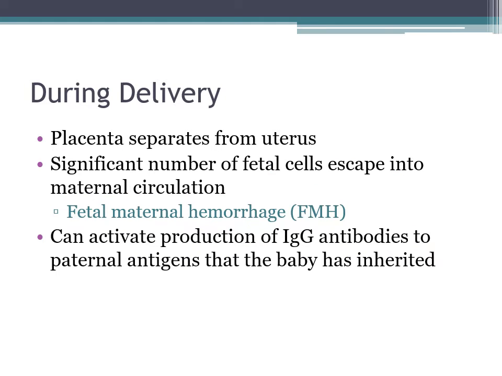During delivery, the placenta is going to separate from the uterus. You'll have a significant number of fetal cells that escape into the maternal circulation. This is called a fetal maternal hemorrhage. This can activate the production of IgG antibodies to the paternal antigens that the baby has inherited. We're not concerned about the maternal antigens the baby has inherited because the mom's body won't see them as foreign, and therefore we won't have antibody production.